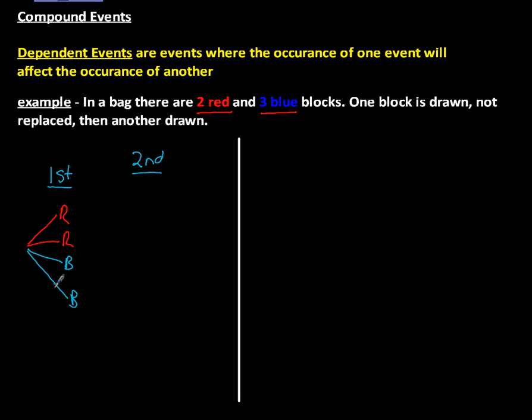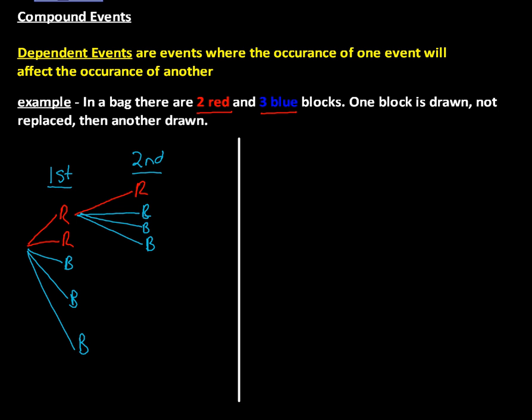blue, blue, and blue. But this time, if we draw the first one out and we don't replace it, that's going to leave us only with 4 blocks in the bag. So if we draw a red out first, we only have 1 red left in the bag for the second draw. But we still have all our 3 blues. So I've got 1 red and 3 blues left here. Of course, we'd have the same here. 1 red, 3 blues. It's getting all squishy and messy.